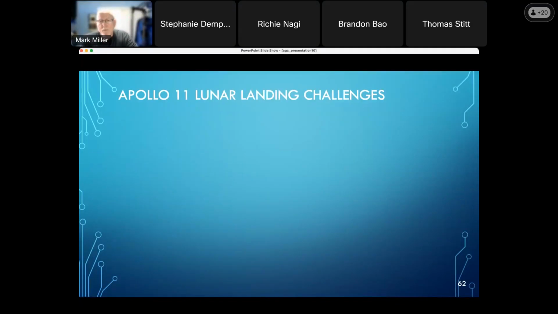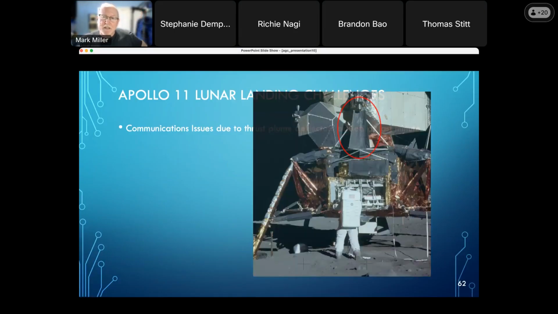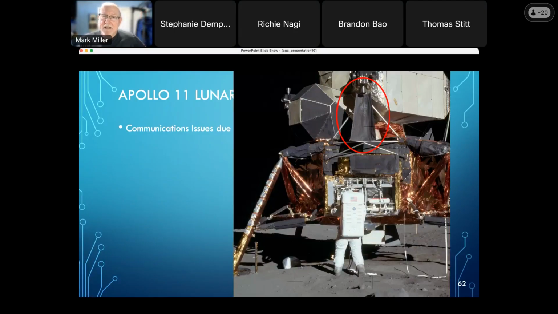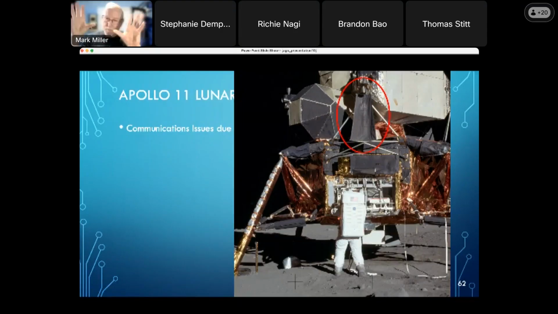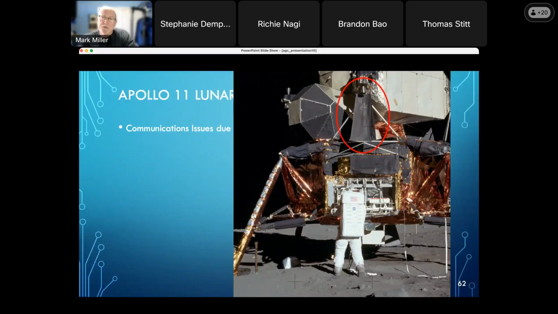So the Apollo 11 lunar landing itself faced a number of challenges. There were communication issues between them and Houston. The reason for this is they added blast deflectors to the lunar module at the last minute because they were worried the blast from the attitude control thrusters was going to damage the lower stage. But they didn't anticipate the effect of those on the communications with Earth.